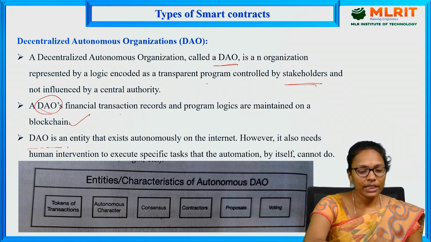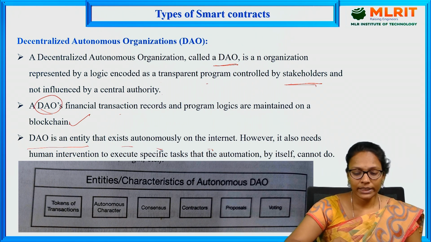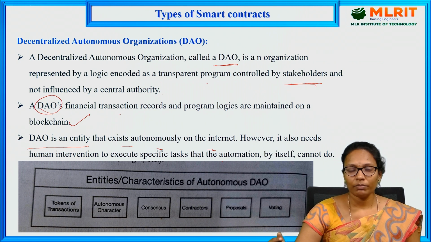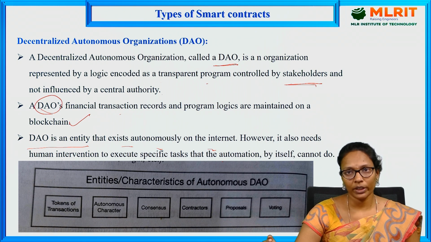So DAO is an entity that exists autonomously on the internet. However, it also needs human intervention to execute specific tasks that the automation by itself cannot do. We discussed that with smart contracts we don't need human intervention. But coming to DAO, in certain cases we need a human to take the action. Where the machines cannot take the decision on their own, the human has to take it.